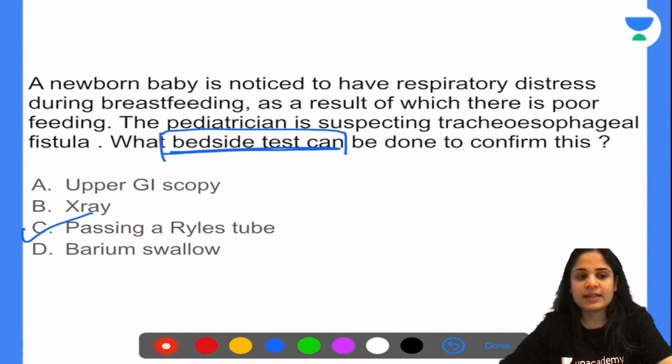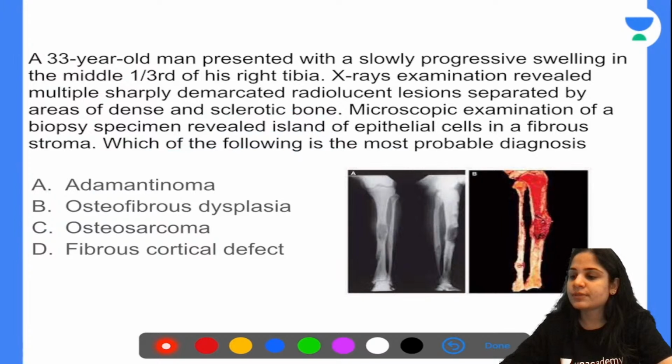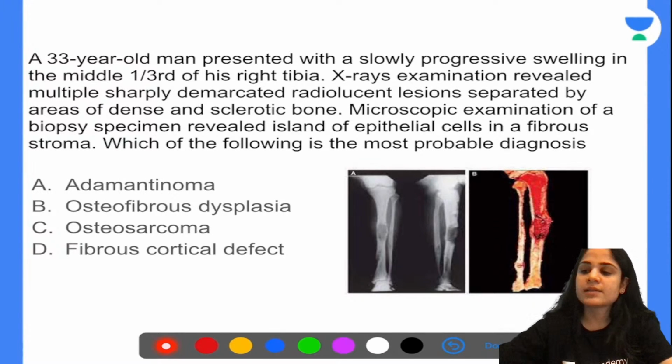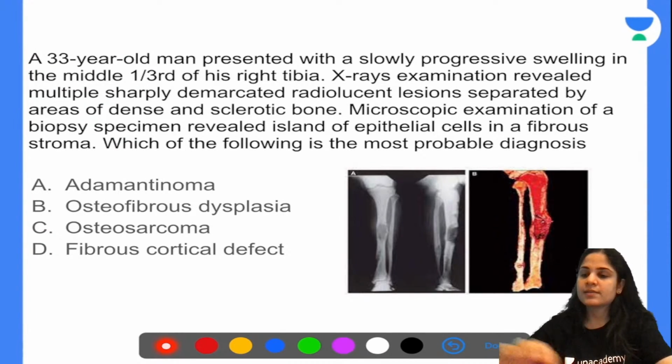All right. Next question. A 33-year-old man presented with a slowly progressive swelling in the middle one-third of his right tibia. X-ray examination revealed multiple sharply demarcated radiolucent lesions separated by areas of dense sclerotic bone. Microscopic examination of a biopsy specimen revealed islands of epithelial cells in a fibrous stroma. Which of the following is the most probable diagnosis in this case? Adamantinoma, osteofibrous dysplasia, osteosarcoma, or fibrous cortical defect?